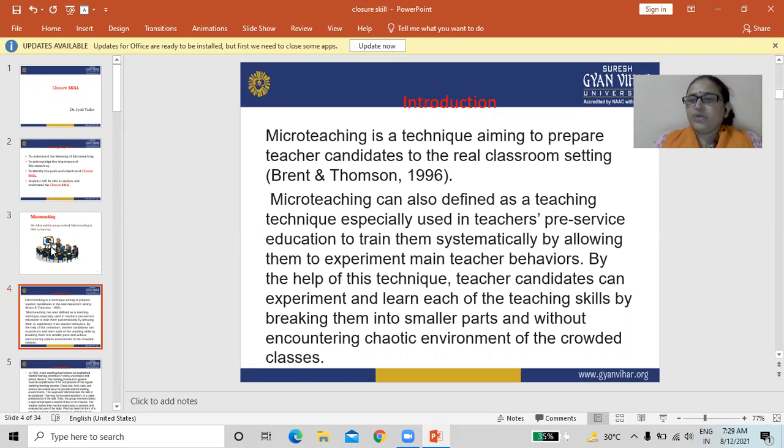mean teacher behavior. By the help of this technique, teacher candidate can experiment and learn each of the teaching skills by breaking them into smaller part without encountering chaotic environment of the crowded classroom or classes.